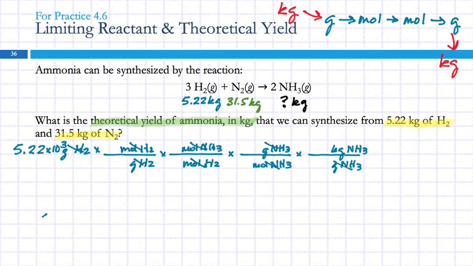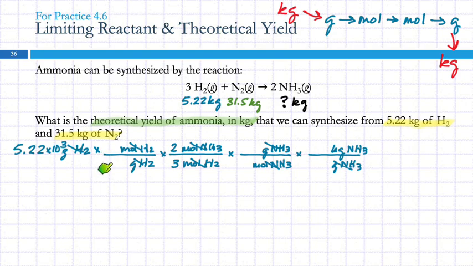And then I need some numbers, right? Well, let's do the moles in the middle first. This is from the chemical equation. 3 moles of hydrogen make 2 moles of NH3. So in my mole ratio here, I'm going to have 3 moles of hydrogen and 2 moles of NH3, because that's what my chemical equation tells me.